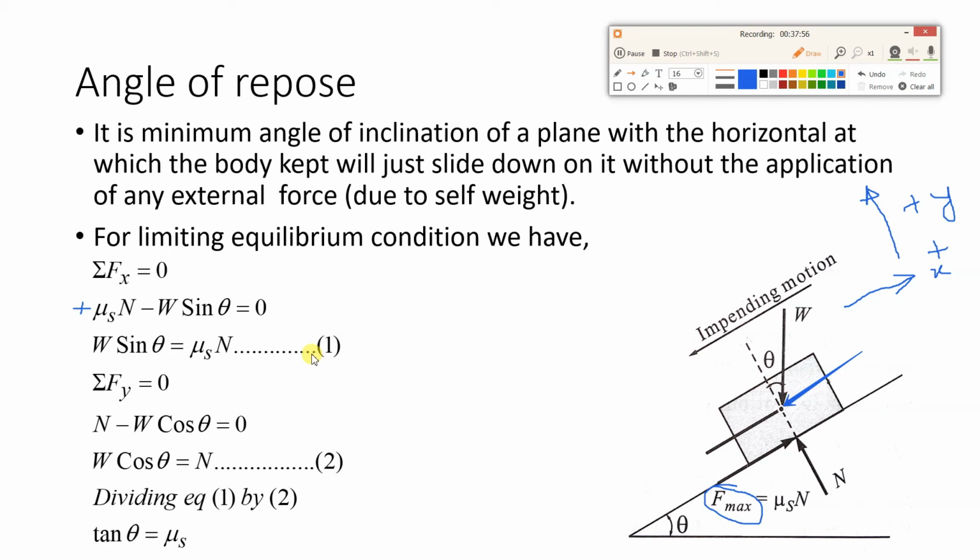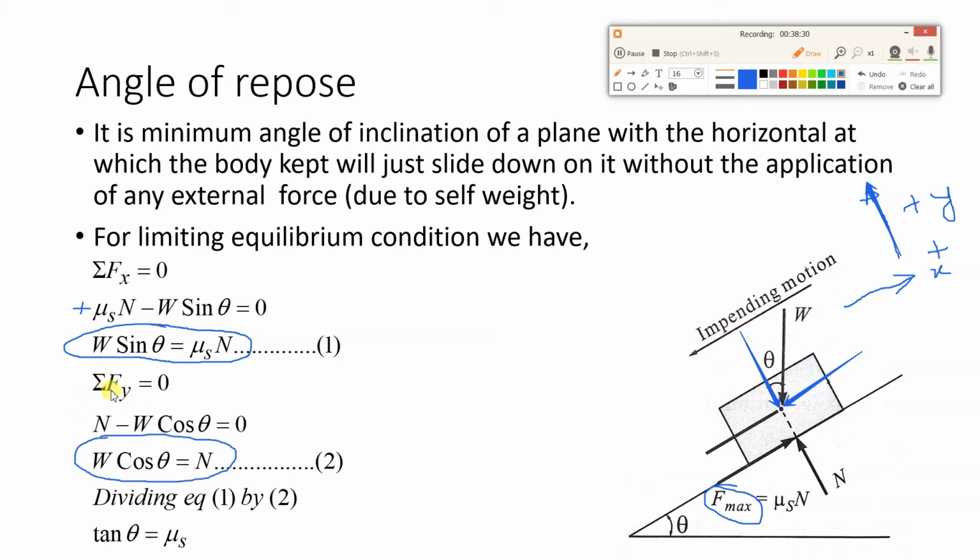Now the second condition of equilibrium we will apply, summation Fy equal to 0. All the forces in the upward direction are positive, so n will be positive, plus n, and the weight's downward component, if you see, is negative, so minus w cos theta equal to 0. So from here we will get w cos theta equal to n. So we have equation 1 and we have equation 2.